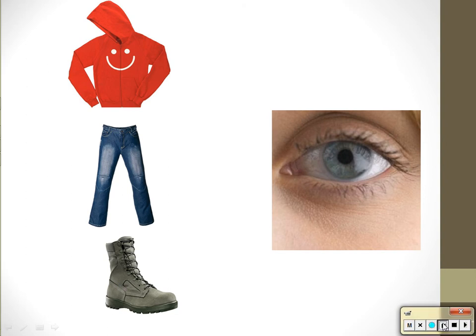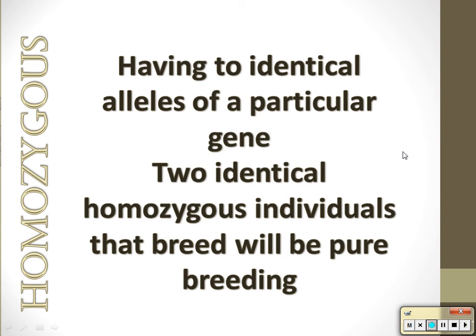Well, that's your phenotype. Your genotype is still tall. You can have kids twice your size. Now for genetics, we express our genes as letters sometimes. Homozygous is having two identical alleles of a particular gene. Two identical homozygous individuals that breed will be pure breeding.